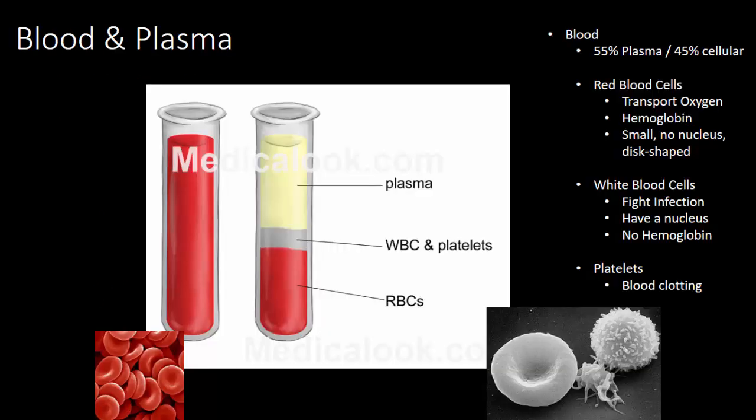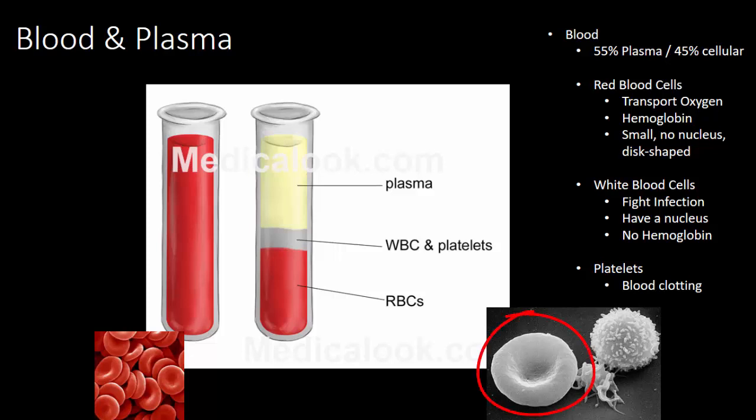Blood, as we've been discussing, is the tissue in the body responsible for transporting gas and nutrients. Blood is 55% plasma, and plasma is a solution containing water, dissolved proteins, salts, nutrients, wastes, and oxygen and carbon dioxide. So blood is 55% plasma and 45% cellular. The cellular component includes red blood cells, white blood cells, and platelets.